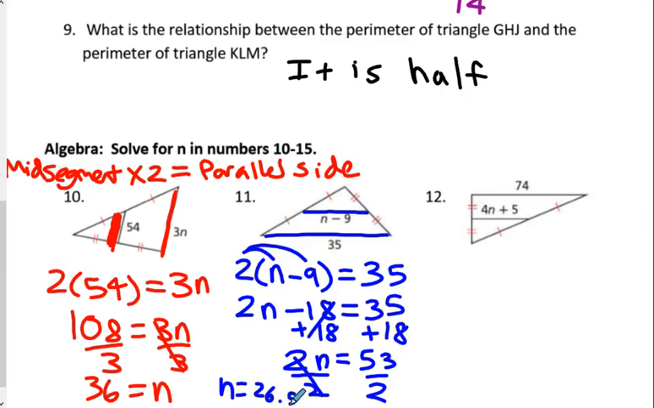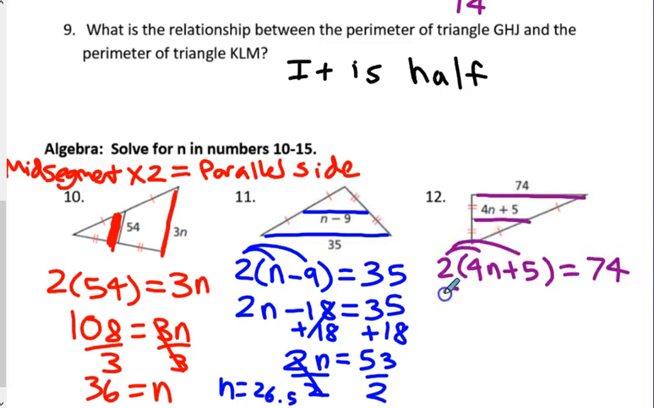Alright, so number 12, same idea. The mid-segment is 4n plus 5. The parallel side is 74. So that mid-segment times 2 equals the parallel side. Distribute. 8n plus 10 equals 74.